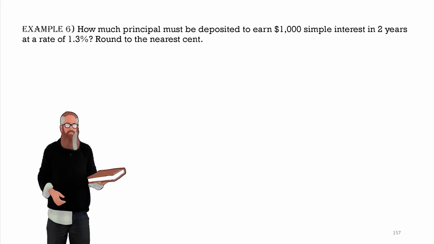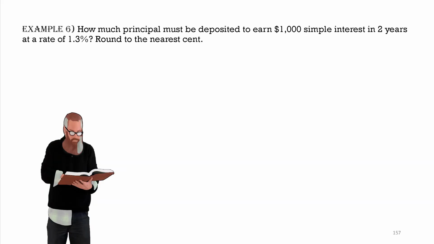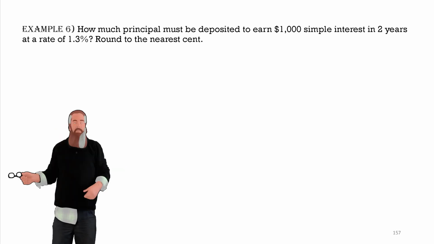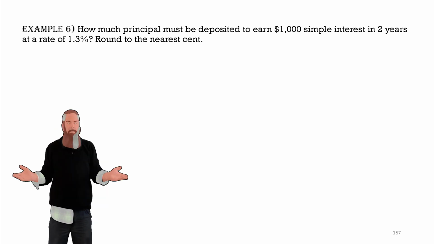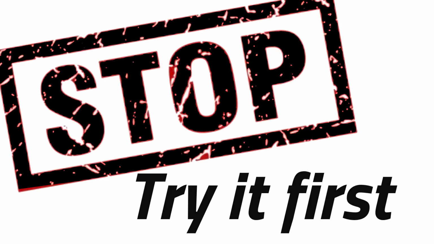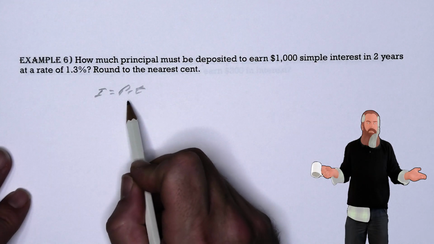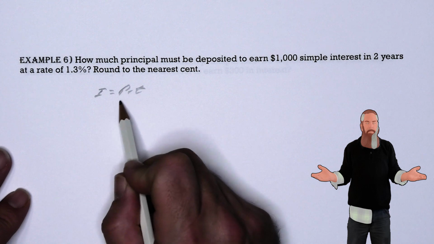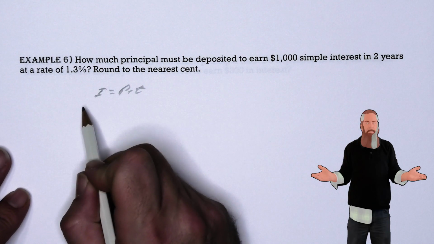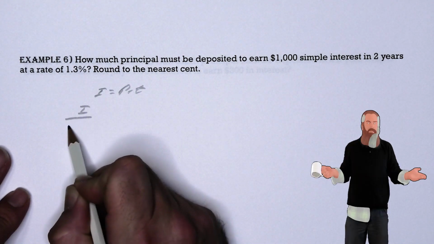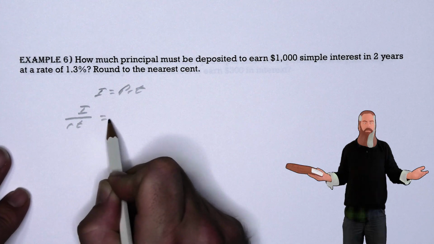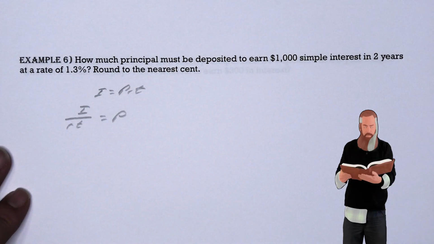Using that calculator, you get $11.24. How much principal would be deposited to earn $1,000 simple interest in 2 years at a rate of 1.3%, and round this to the nearest cent? Now we're asking a question in reverse, where we know all the information except how much we have to deposit. So the interest divided by the rate times time will give me the principal amount that has to be invested.